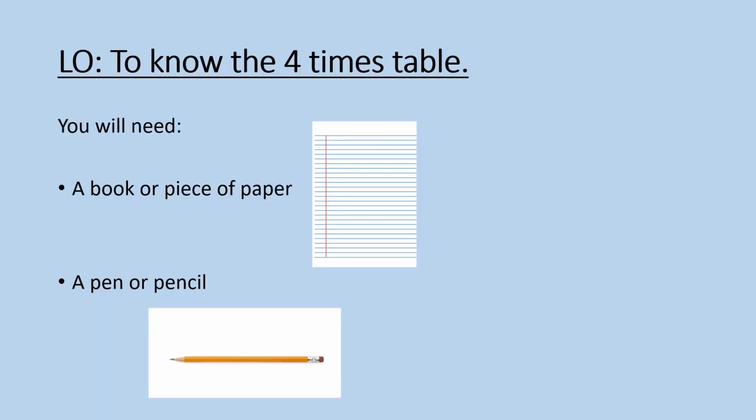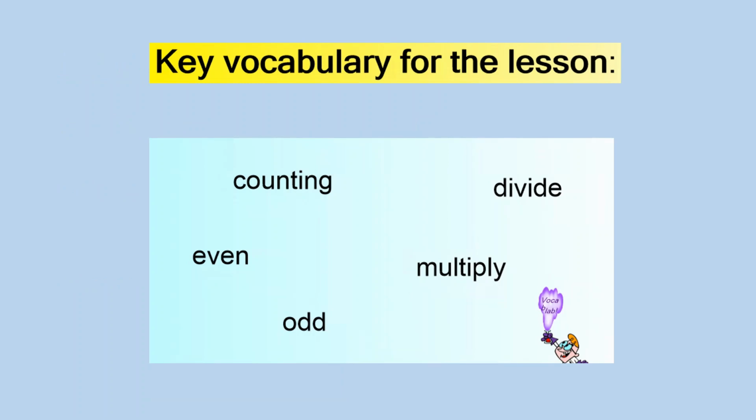Our learning objective for today's lesson is to know the 4 times table. You will need a book or piece of paper and a pen or a pencil. Our key vocabulary for today's lesson is counting, even, odd, divide and multiply.